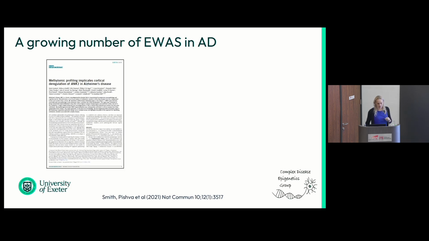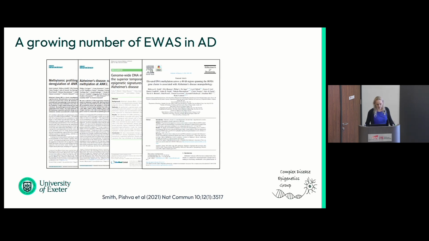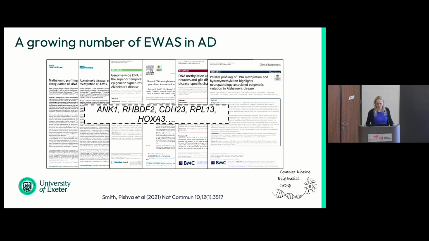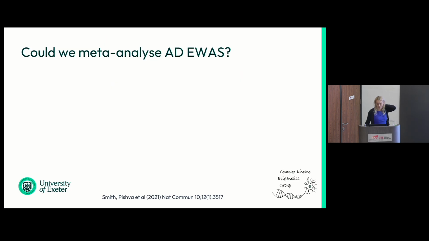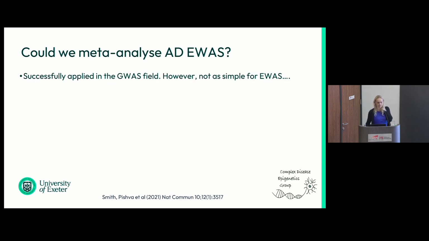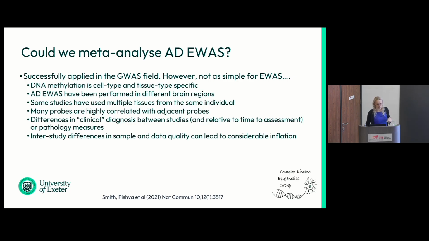There's now been a growing number of EWASs in AD. We've published quite a few of them, but collaborators around the world have published a few more. What we were starting to see was consistently the same genes coming out, which is really good. We're seeing ANK1 come up in other people's studies, BDNF2, and for example, HOXA3, which I just talked about. So we wondered, could we actually meta-analyze AD EWAS studies? We know this has been successfully performed in the GWAS field, and like I said earlier, I think the latest meta-analysis of AD GWAS is over 1 million samples. But it's not as simple for EWAS, for a number of reasons.